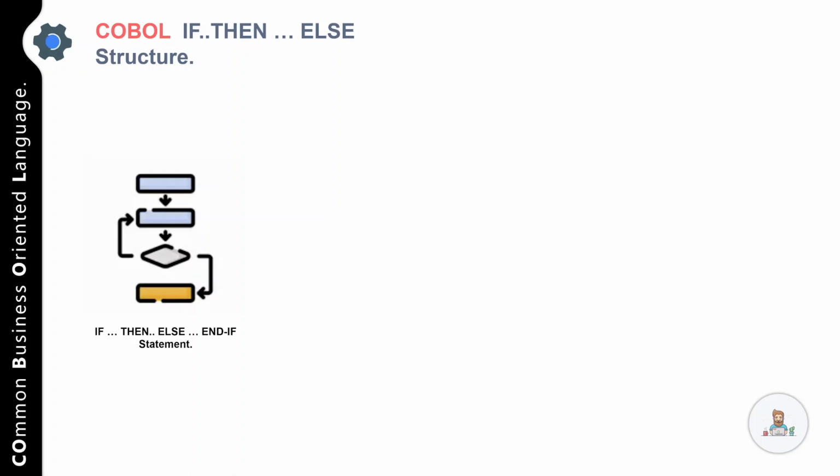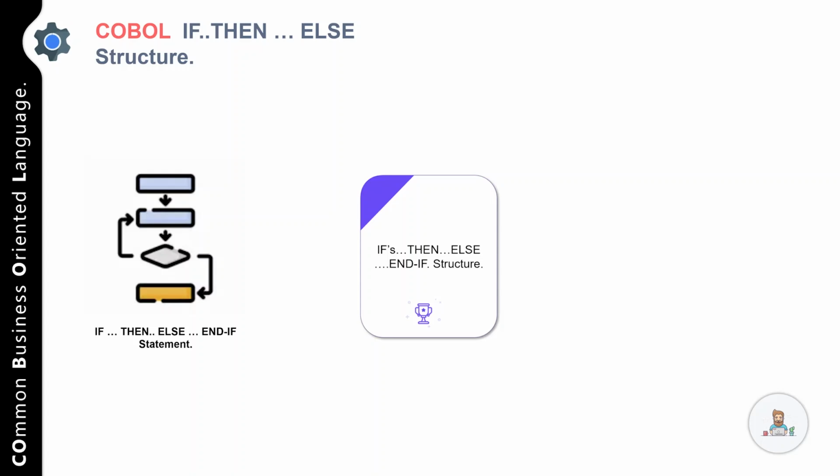Now, the if-then-else statement is broadly categorized into two different categories. The first one is the if-then-else statement, that's the basic one, and the next one is nested if statements, where you have an if-then-else structure, and within that structure you have multiple if conditions. Now let's talk about the basic if-then-else statement.